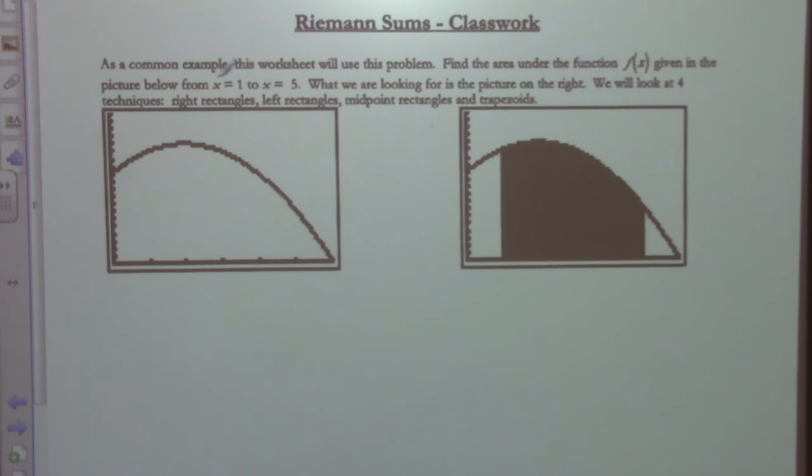Okay, a common example worksheet uses the problem. Here we have the Riemann sums classwork, and we're looking at the picture to the right. We'll look at four techniques: right rectangles, left rectangles, midpoint rectangles, and trapezoids. So we're talking about this whole area. Trapezoids, we haven't talked about trapezoids yet, have we? Nope. So we're going to sort of pre-introduce the trapezoidal rule.